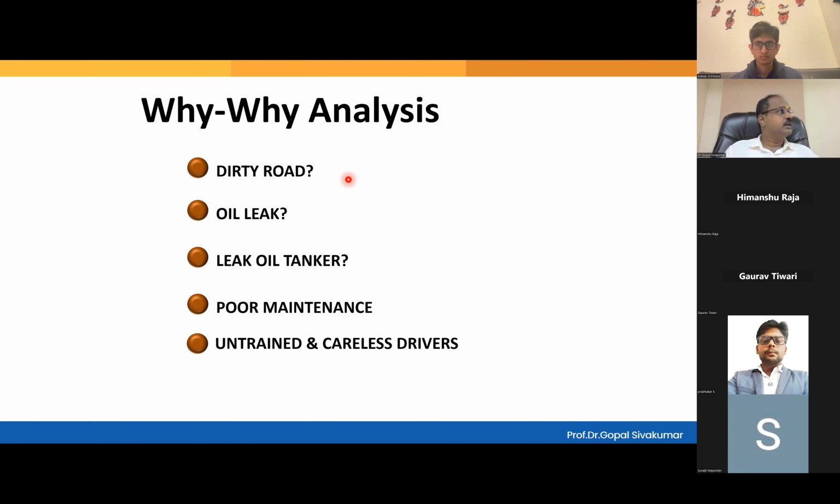But the reality is, why are the roads dirty? There is oil leakage. Why is there an oil leakage? There is a leakage in the oil tanker used by the company. And why is there a leakage in the tanker? Poor maintenance. And why is it poorly maintained? Because of untrained and careless drivers. So there is nothing to do with the housekeeping department. The problem is with the drivers' attitude. So training has to be conducted for the drivers, like some of you told, so that they can take care of the maintenance of the vehicle, and then the problem can be permanently solved. Hope all of you understand how you can use Why-Why analysis, right?